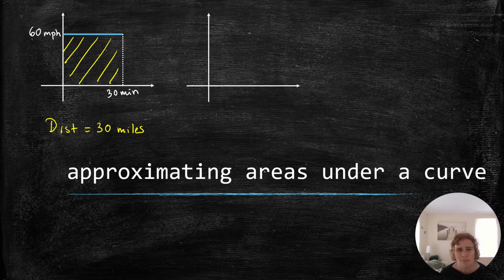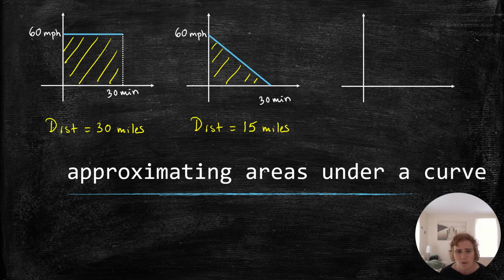Well, what if your rate curve looked like this? So I know it's a straight line, but we refer to it as a rate curve. So you're starting at 60 miles an hour and you steadily decrease until your speed is 0. Well, again, to find the distance traveled, we find the area under that triangle, which is just half the area of the rectangle in the previous example. So your distance that you traveled is 15 miles.